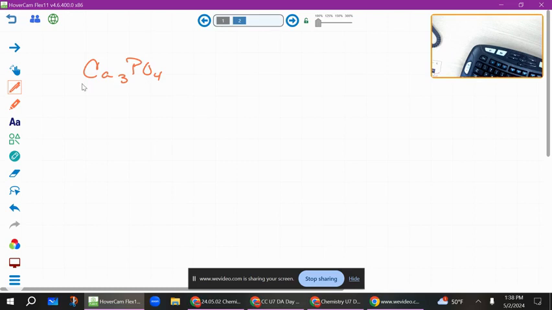Can't do that. Any idea why I can't do that? Because it's aqueous. Well, what happens if we put this into water? It splits apart. It precipitates, so it wouldn't break. If it's a precipitate, it will not break apart. It's just going to stay there.